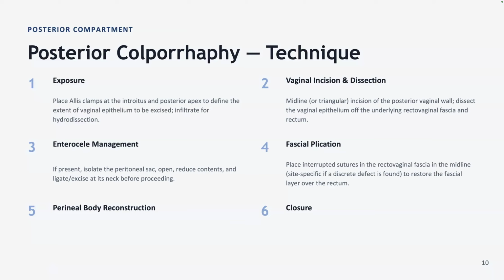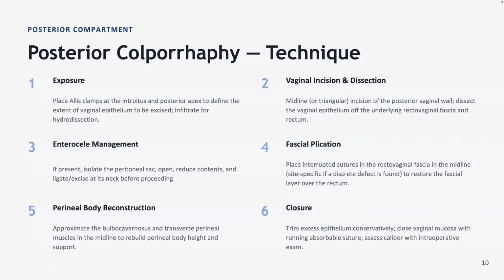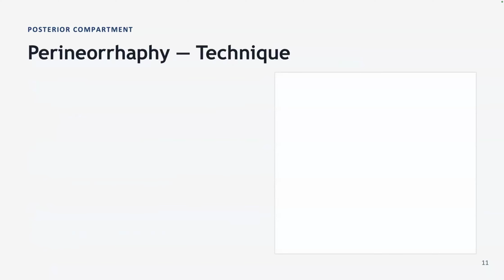Then, fascial plication: place interrupted sutures in the rectovaginal fascia in the midline, site-specific, to restore the fascial layer over the rectum. Then the perineal body: approximate the bulbocavernosus and transverse perineal muscles to the midline and rebuild the perineal body height of the support. And closure: trim the excess epithelium, close, and assess the vaginal caliber intraoperatively.